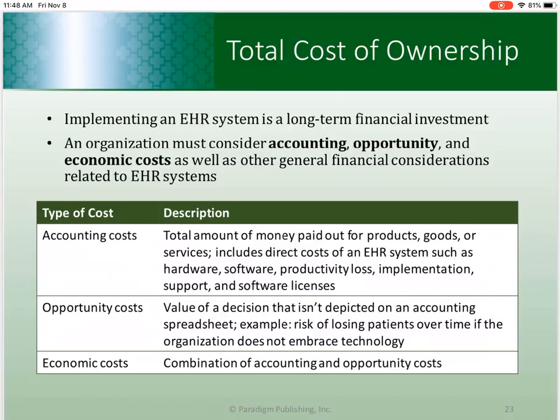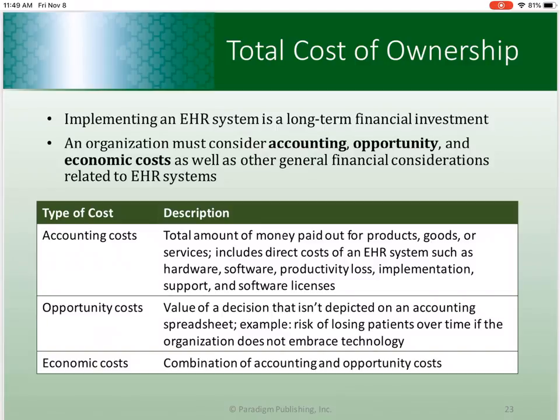Now, opportunity cost is the value of a decision. Something must be given up for the benefit of something else. So, for instance, an opportunity cost could include the consequences of not implementing an EHR system and losing patients to healthcare facilities that have one. In your accounting worksheets, they're not going to show opportunity cost because that's just not truly quantifiable.